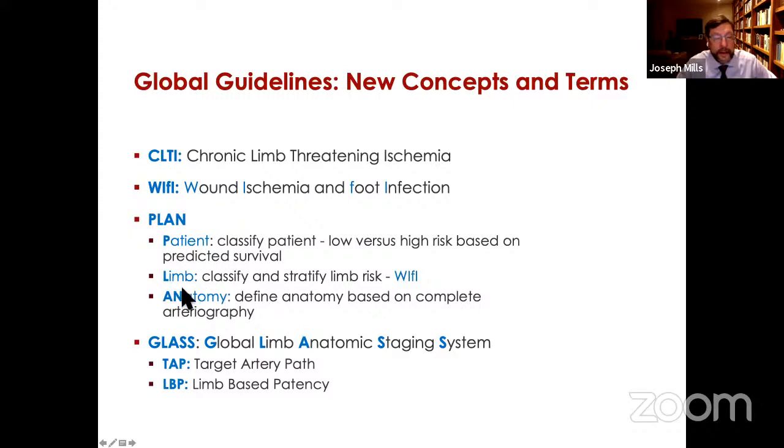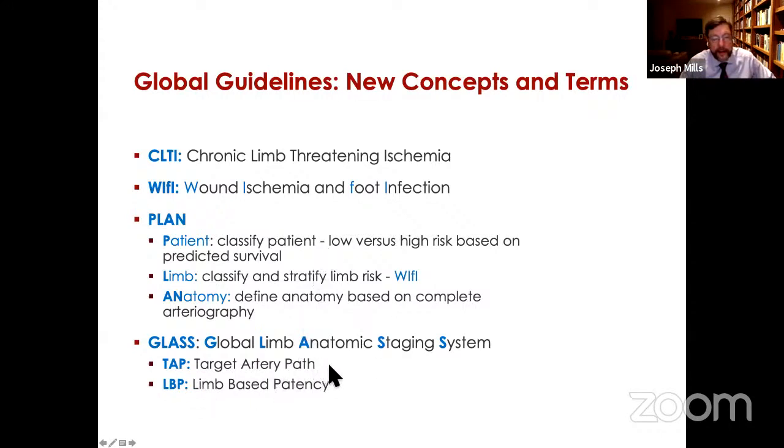You classify the limb. And then finally, you classify the anatomy. And the anatomy classification is really complicated. That would be a whole talk in itself. But basically, it's based on two relatively new concepts. So one is target artery path. So it assumes you've corrected the inflow to the common femoral level. And then you look at the angiogram and try to predict if you're looking for angiosome-based revascularization, or if you don't need that for that particular case, what's the target artery path you're going to choose to get flow from the groin to the foot.